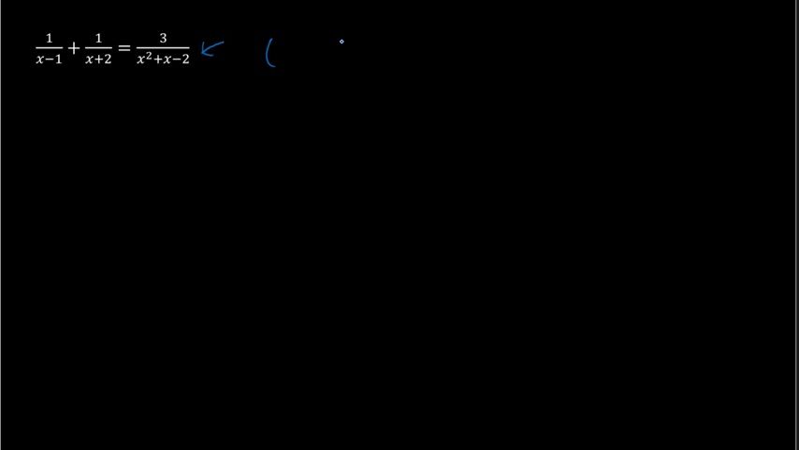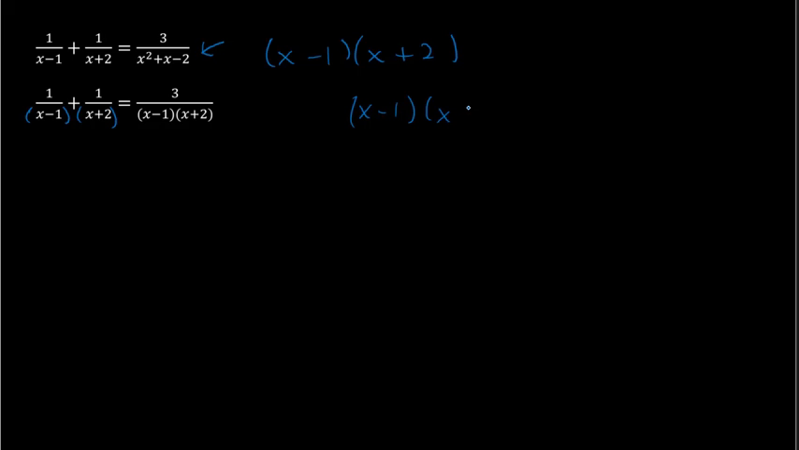So to factor, I'm going to have an x and x times x would give me x squared. To get negative 2, I can do a plus 2 and a minus 1 because those would also add to give me a positive 1 for that middle term. So factor first to determine the least common denominator. So notice we have x minus 1s and x plus 2s.